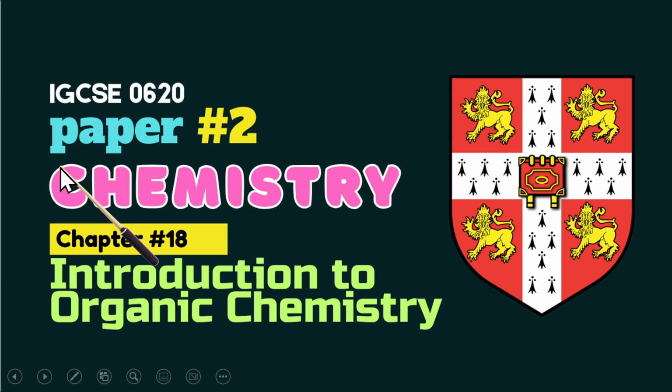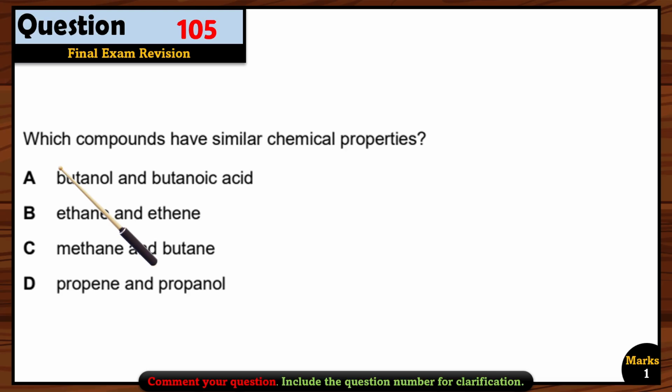Now let's see the questions related to chapter 18 and the main concepts you have to remember from chapter 18, Introduction to Organic Chemistry. First question: which compounds have similar chemical properties? In organic chemistry, you have to remember that only those organic compounds that have the same functional group will have the same chemical properties.